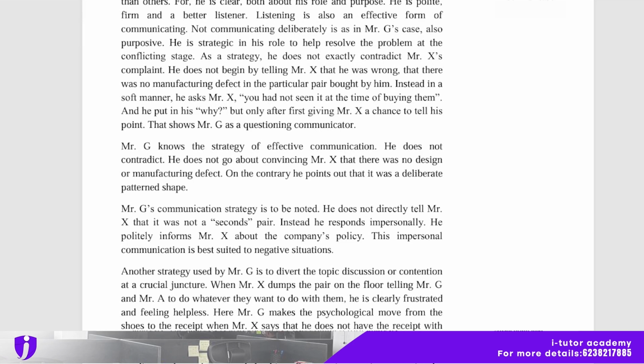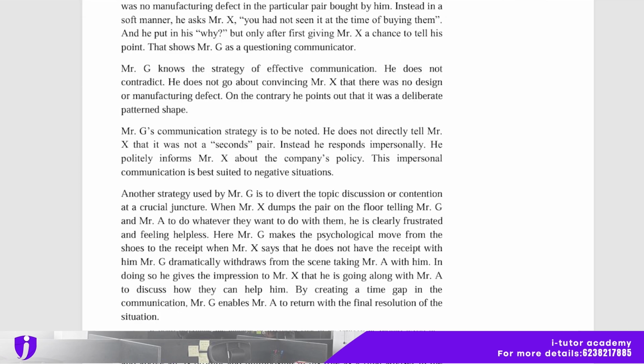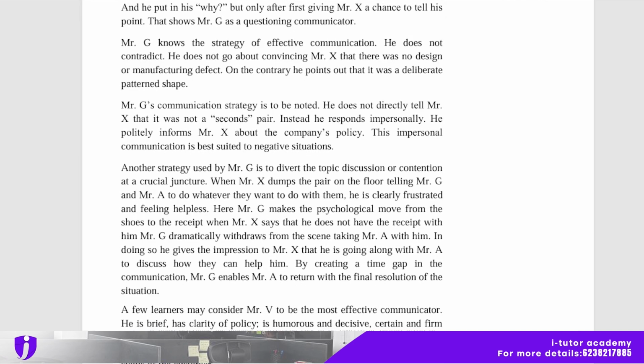Listening is also an effective form of communicating. So the need for careful listening is important in the communication process. Not communicating deliberately is, as in Mr. G's case, also purposive. He is strategic in his role to help resolve the problem at the conflicting stage. And Mr. G knows the strategy of effective communication. He does not contradict. He does not go about convincing Mr. X that there was no design or manufacturing defect. On the contrary, he points out that it was a deliberate patterned shape.